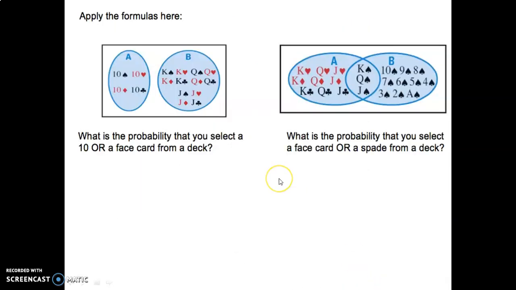All right, let's use those 4 formulas. They are 4 key formulas in probability theory. First of all, we're going to have this mutually exclusive situation. We have 10s, we have face cards, there's no overlap. What is the probability you select a 10 or a face card from a deck?